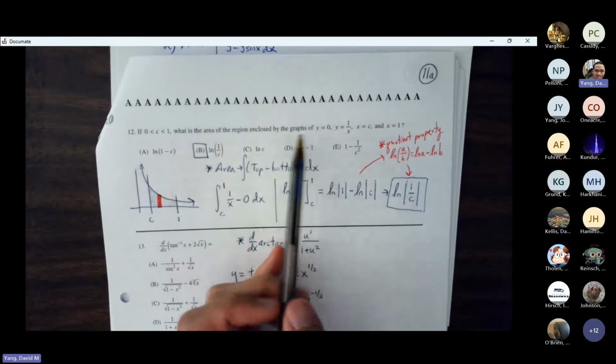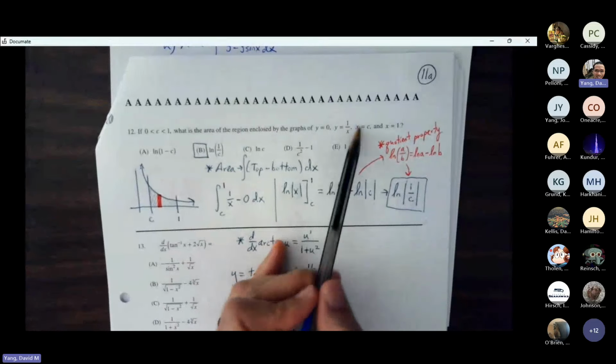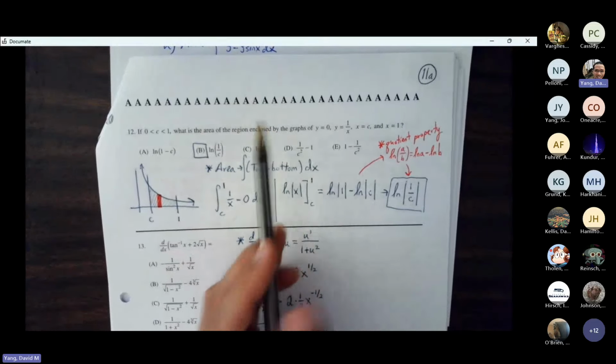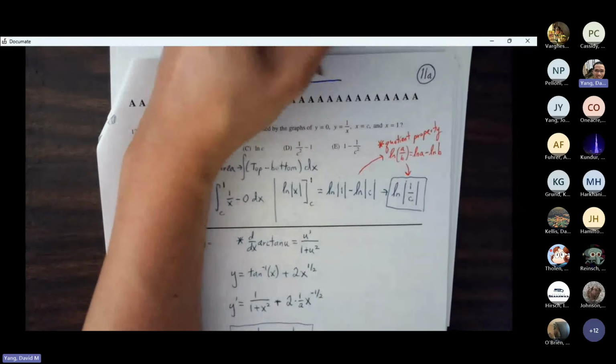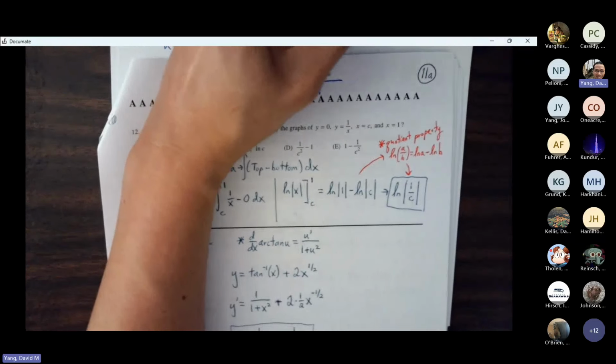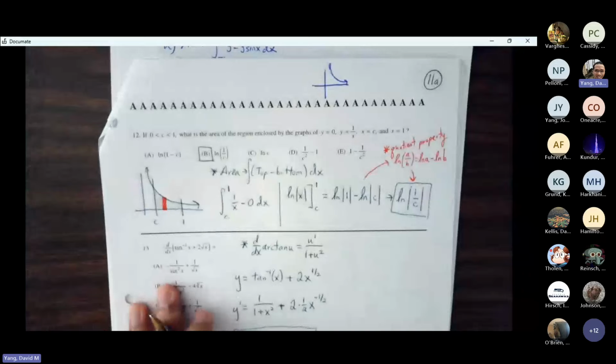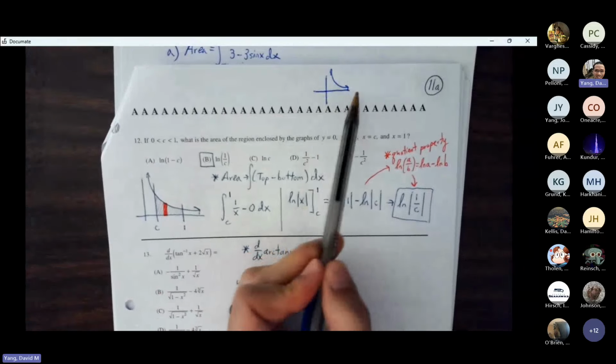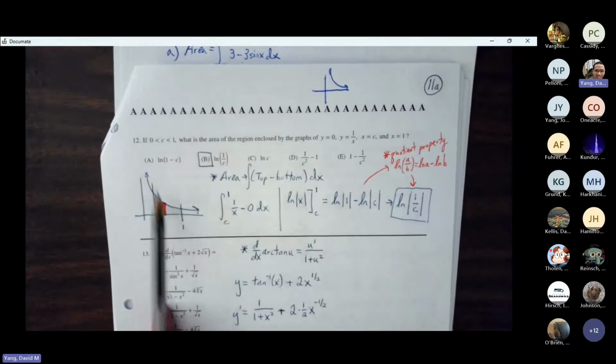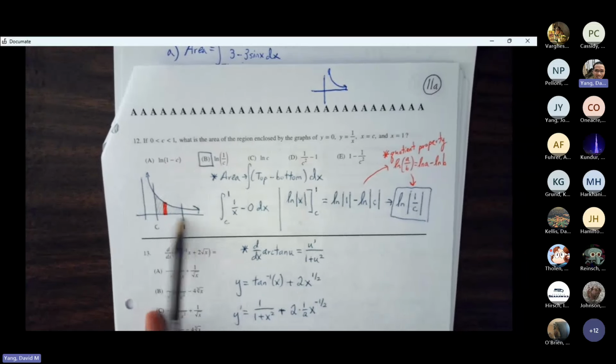Okay, area, find the area of the enclosed region. We do need to know what 1 over x looks like. 1 over x is a rational function that has this shape. If we know just the basic shape of the graph, we can sketch that. We know c is less than 1, but greater than 0. So we're really just trying to find the area of this region here.